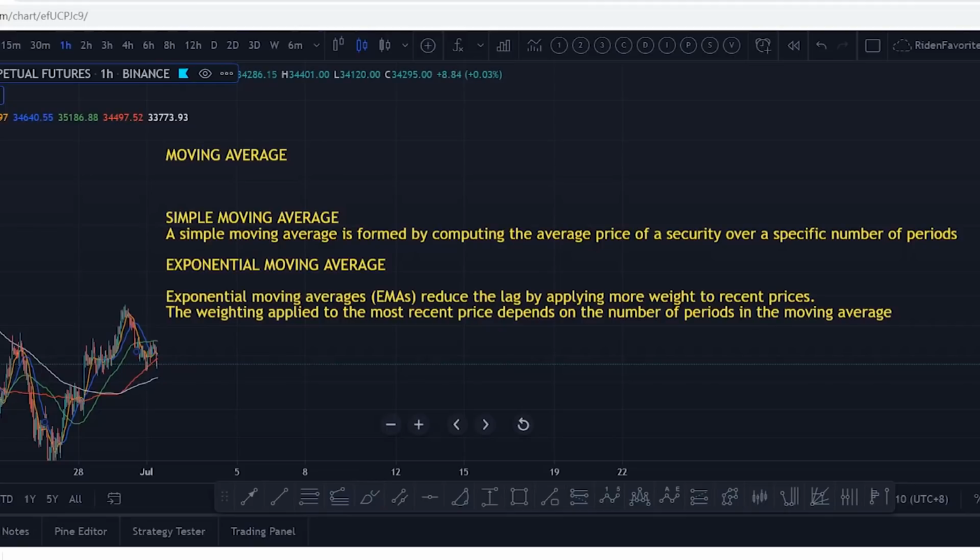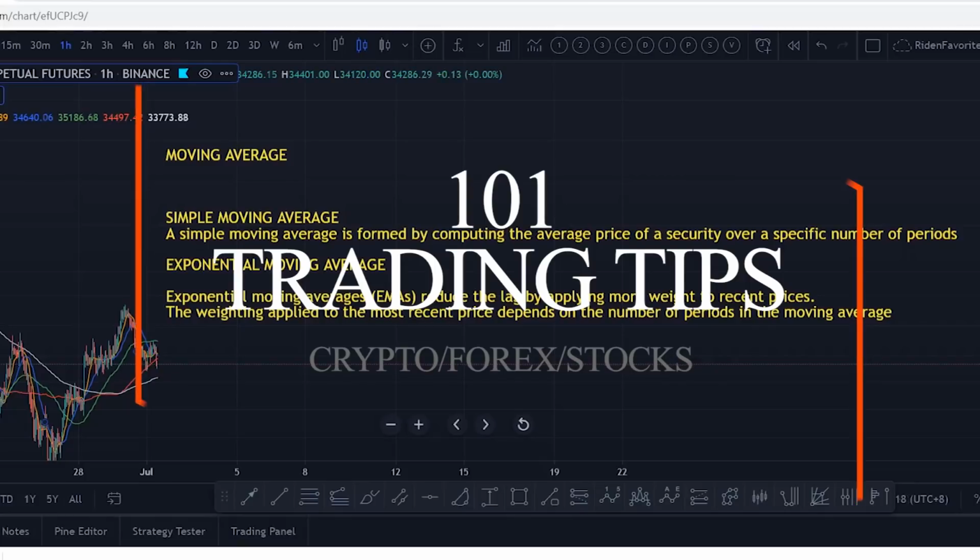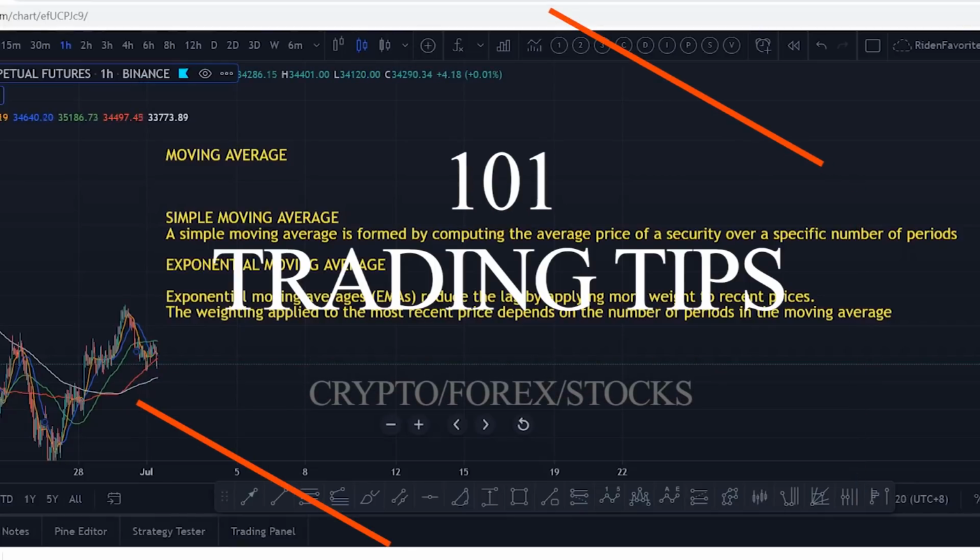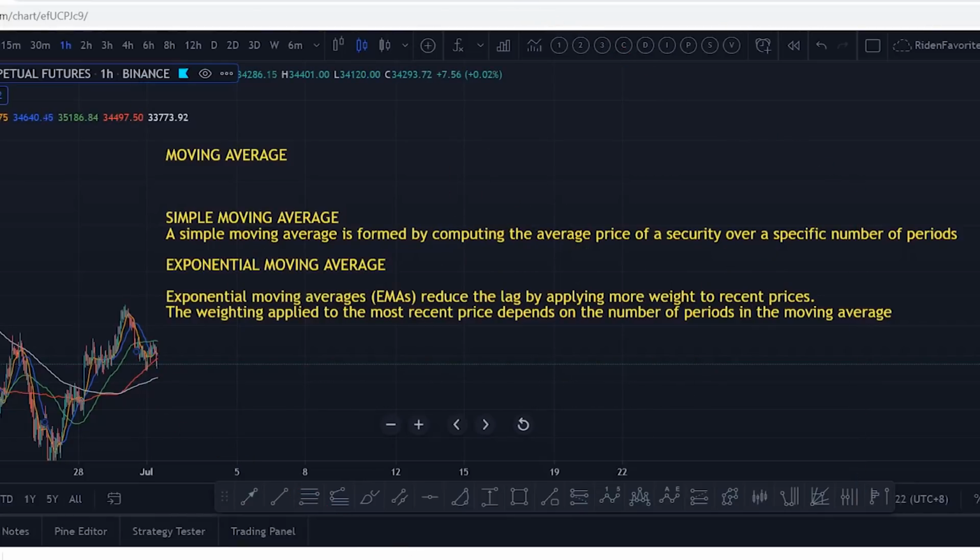And now we will have a simple tutorial regarding the moving average. So again, this is 101 trading tips. Any trading tips related to stocks, to crypto, and forex. So right now, I will discuss to you about the indicator, what we call a moving average.